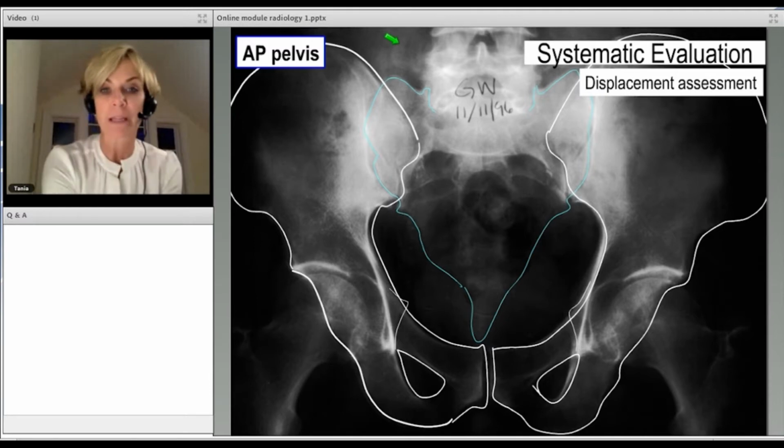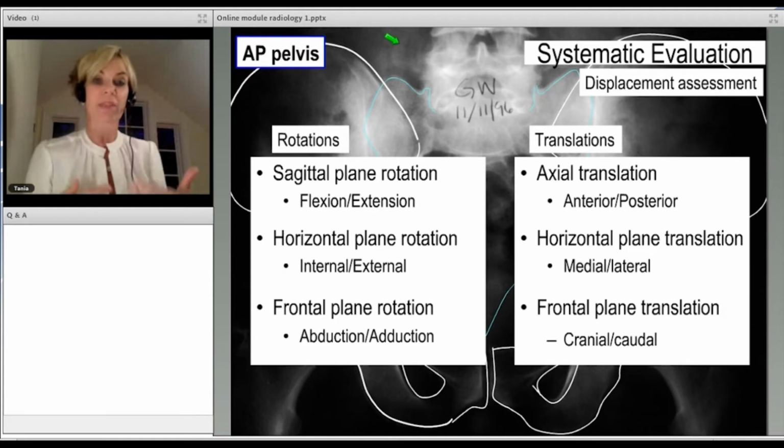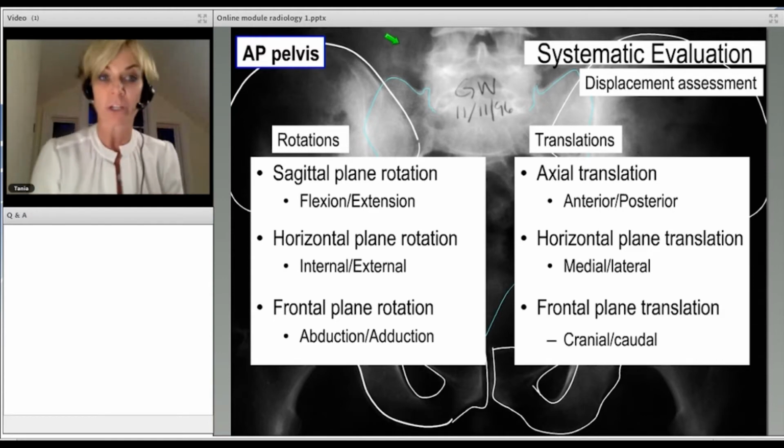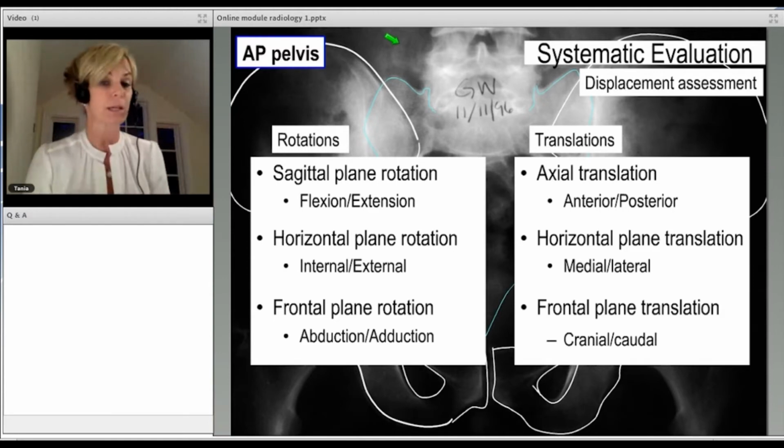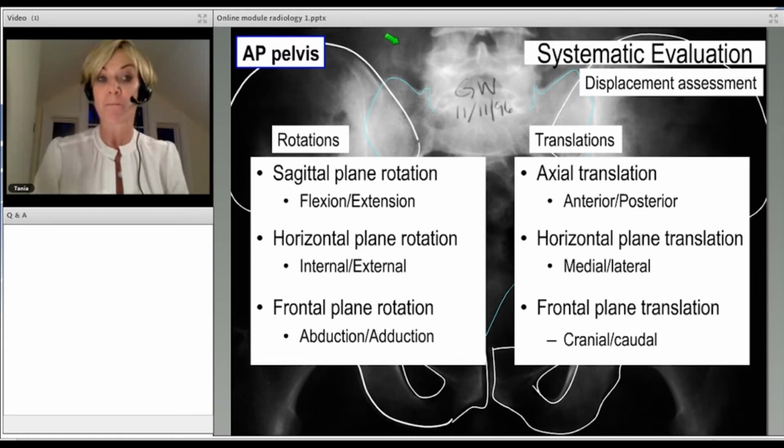The last point, the third point in my systematic evaluation, is trying to come up with an assessment of the displacement associated with the injury. And I think it's relevant to take a step back and think about the different ways in which a pelvic ring can displace. There are 3 rotations and 3 translations that are possible. Some are more common than others.